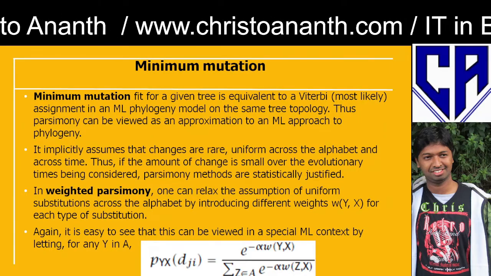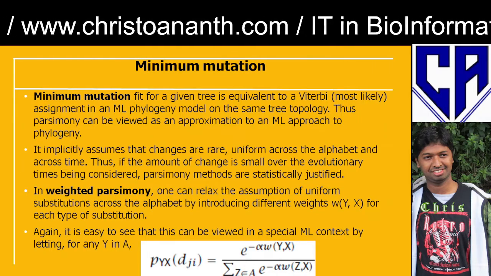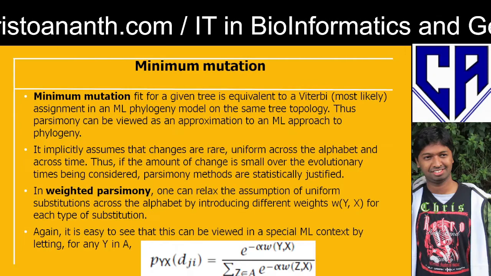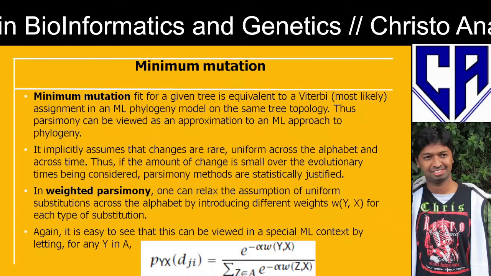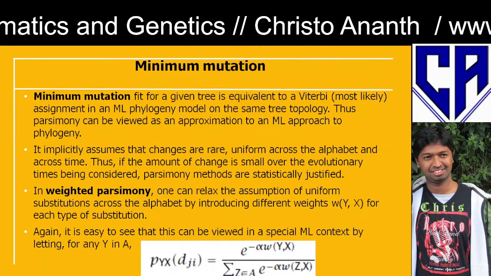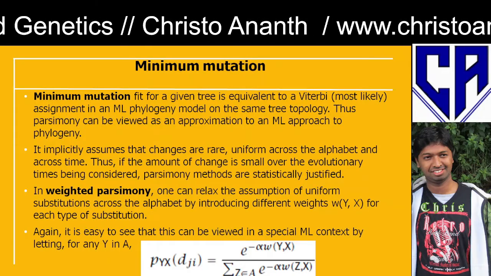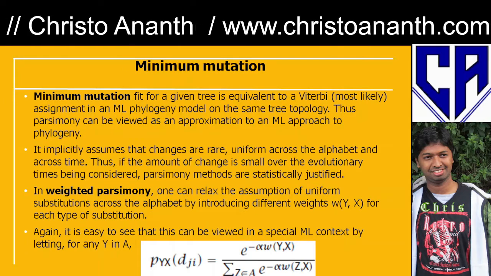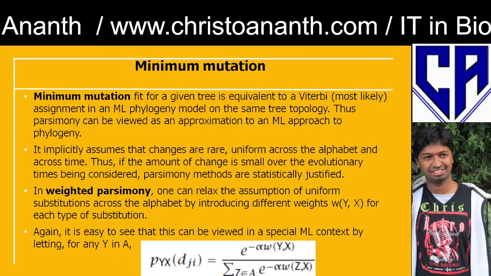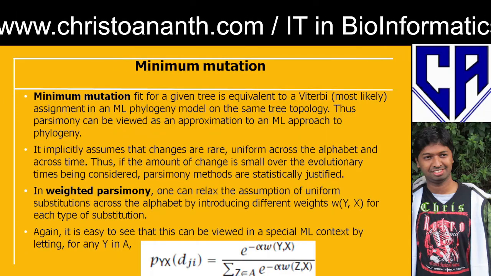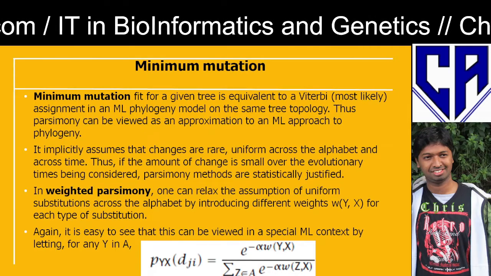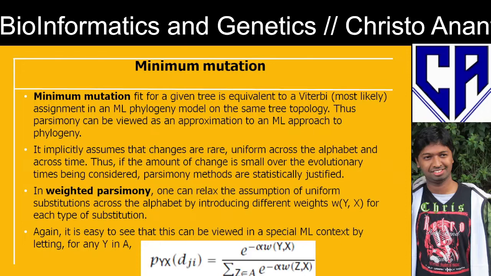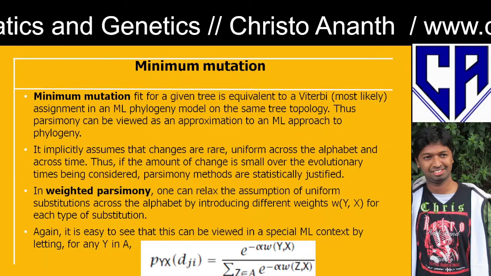For the case of parsimony, we will have weighted parsimony, so we can go with the assumption of uniform substitutions. We'll have P of y given x, d_ji, equal to e^(minus alpha w(y, x)) divided by the summation over z belonging to A of e^(minus alpha w(z, x)), with the same thing in the numerator. Here we'll have a change of parameters z comma x.